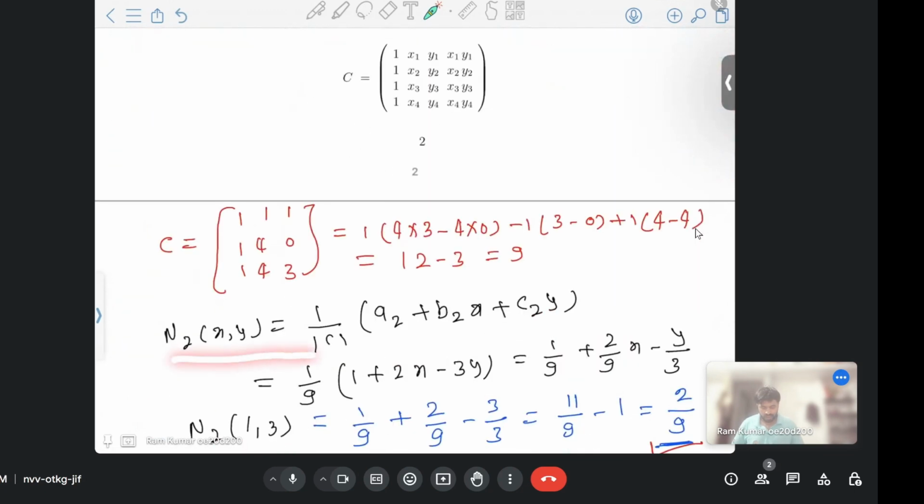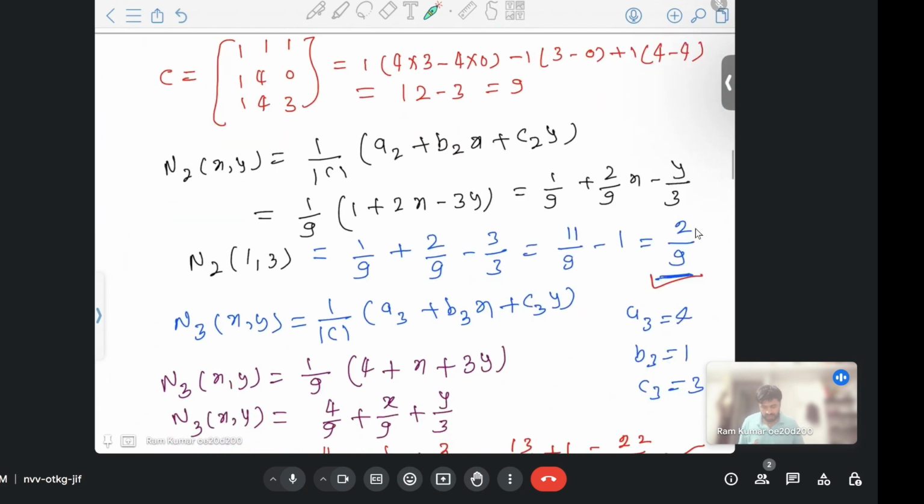Then N2 similarly: N2(x, y) equals 1 by determinant C, times (a2 plus b2x plus c2y). We put in these values and got this equation. We also calculate the determinant of C to get our interpolating polynomial. So for example, this is our N2, and for a particular point, N2 at (0, 0), we put 0, 0 here. So this will be 1 by 9 only.